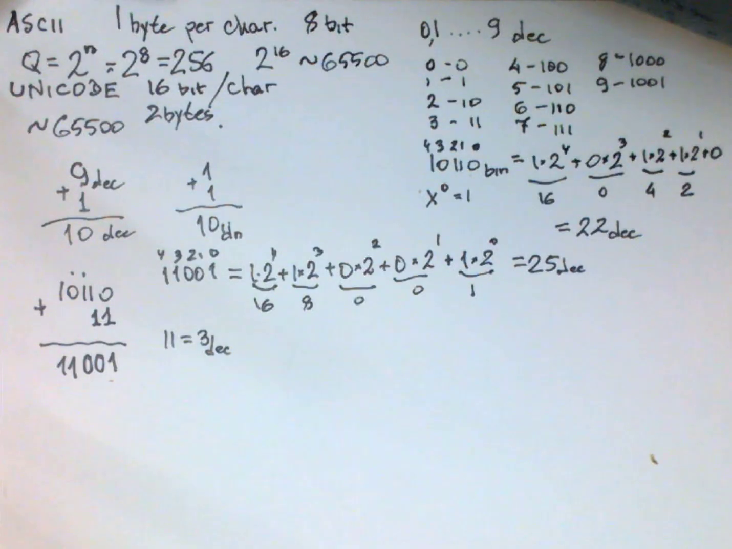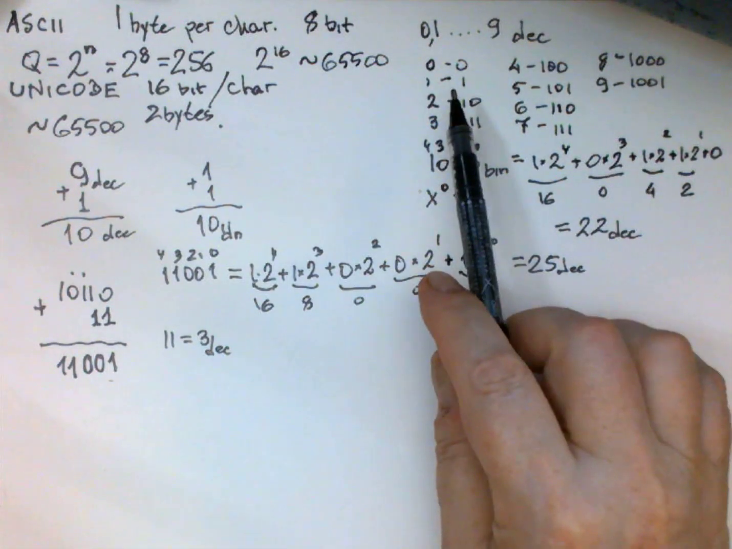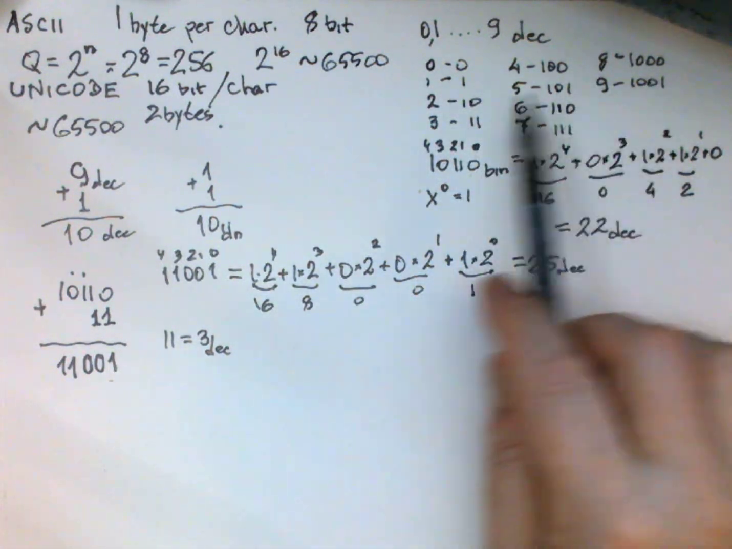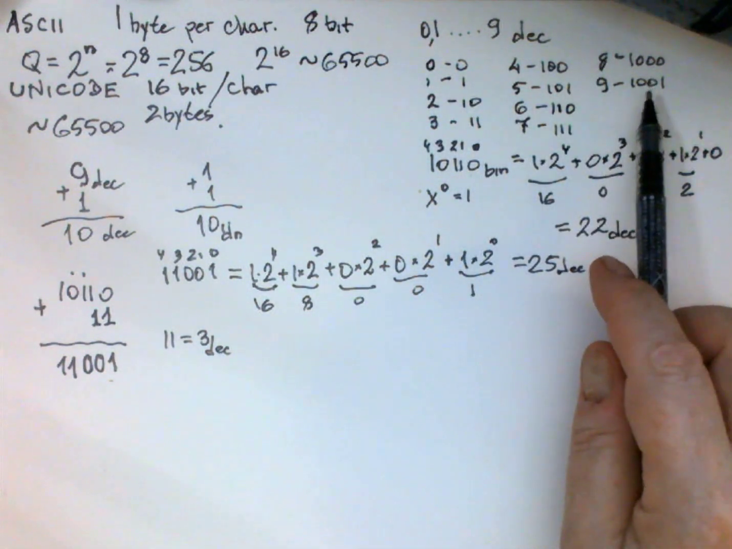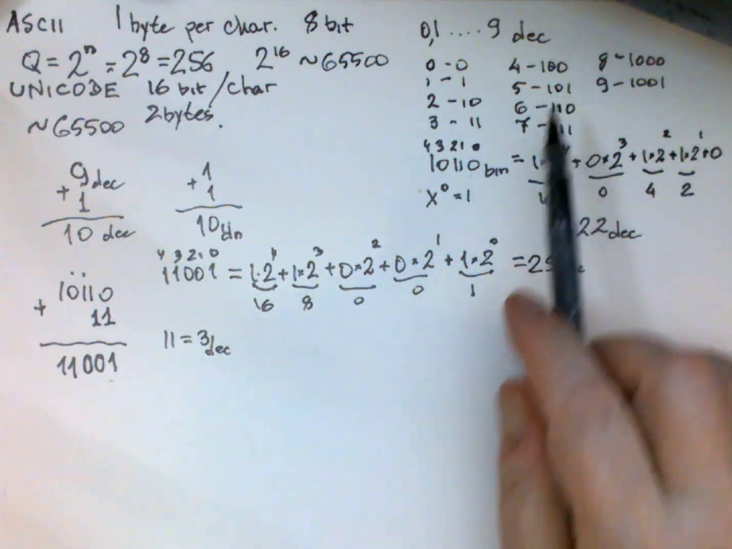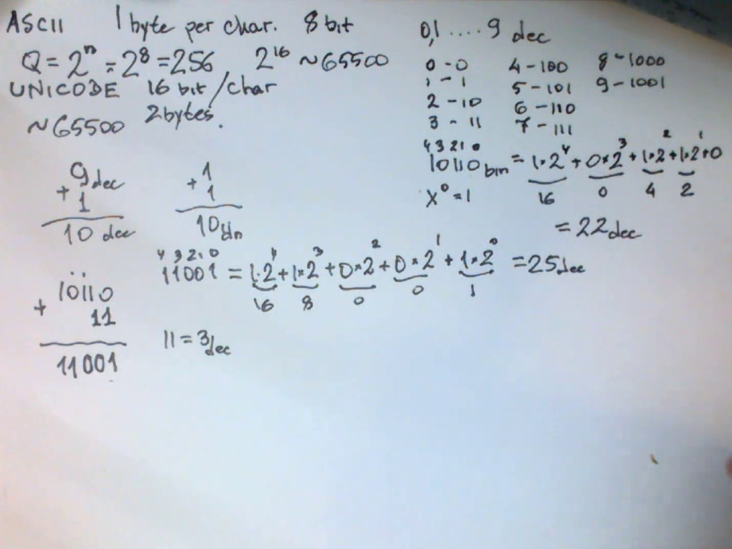I would like to add a couple of things. You can see here I wrote the values in decimal and the equivalent in binary. How do I know that 6 is 110 or 7 is 111? I just remember that, but I can prove it.